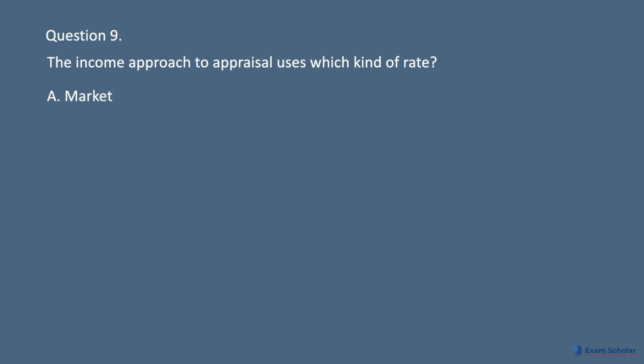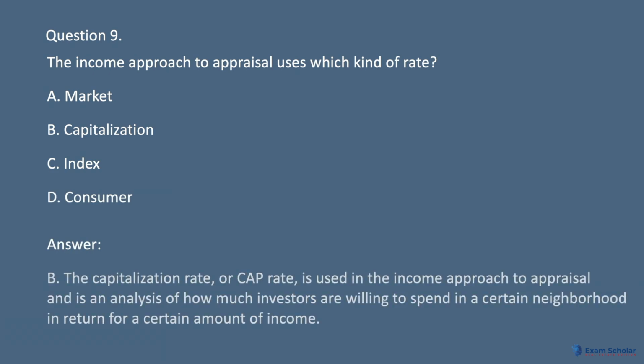Question 9. The income approach to appraisal uses which kind of rate? A. Market. B. Capitalization. C. Index. D. Consumer. Answer. B. The capitalization rate, or cap rate, is used in the income approach to appraisal and is an analysis of how much investors are willing to spend in a certain neighborhood in return for a certain amount of income.